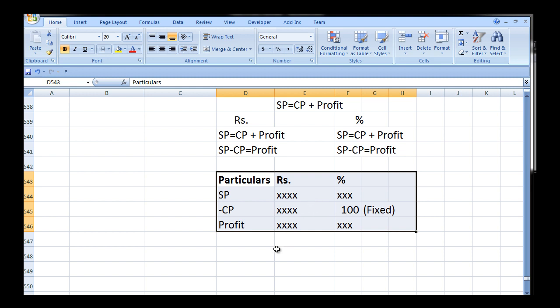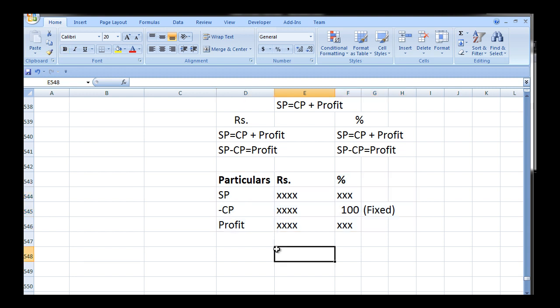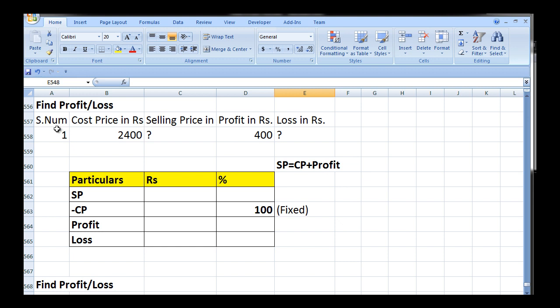Now we are going to the actual scenario. Find the profit or loss. Here the sum given is cost price in rupees is 2400, selling price must be calculated, and profit in rupees is 400, loss is to be calculated. So what is the given information? Cost price in rupees is 2400, and we have to find out the selling price. Also profit is 400. Profit is 400. So if profit arises, then loss is 0.